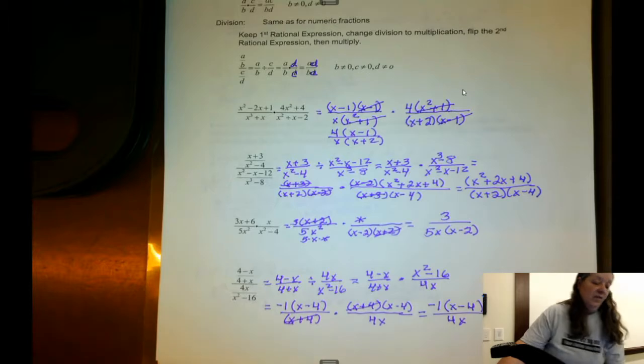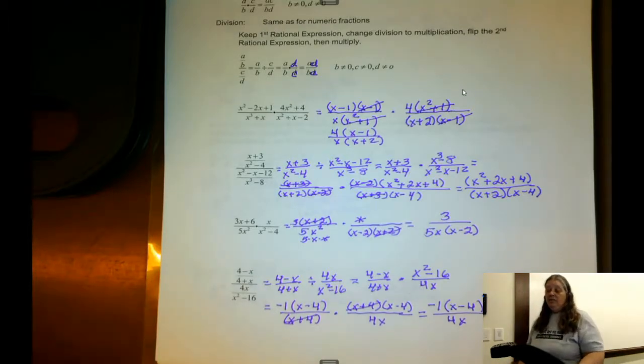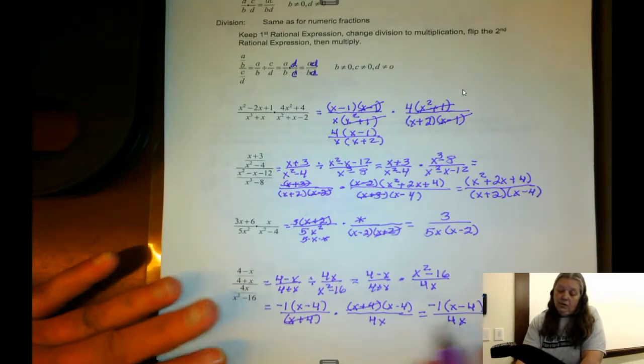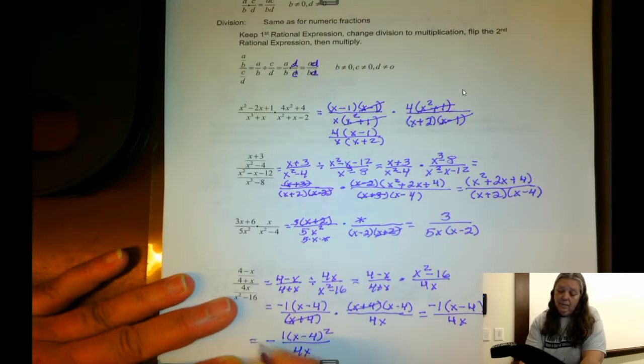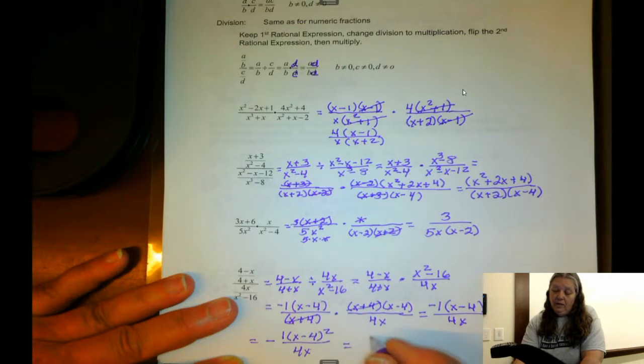And remember, that negative 1 can be written 3 different places. It can either be written with the numerator, in front of the entire fraction, or with the denominator.